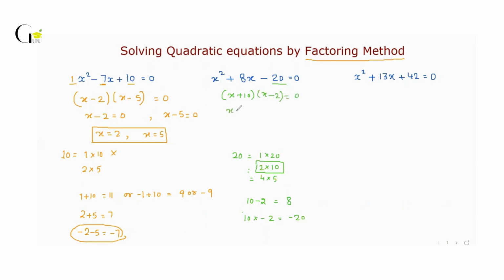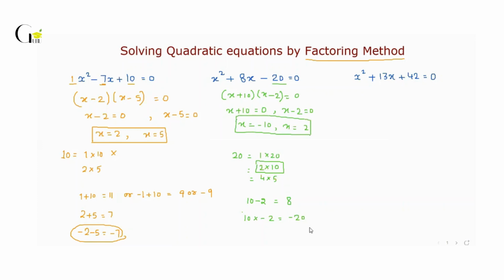And again, equate both equal to 0. So x plus 10 equals 0 and x minus 2 is equal to 0, which will be x equals negative 10 and x equals 2. So these are the two solutions of this quadratic equation.